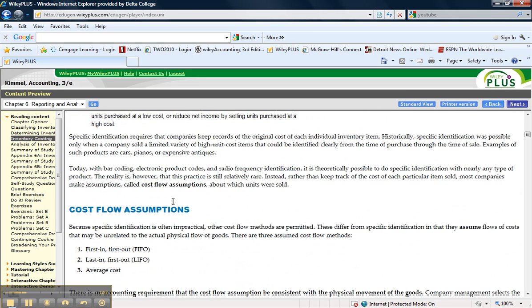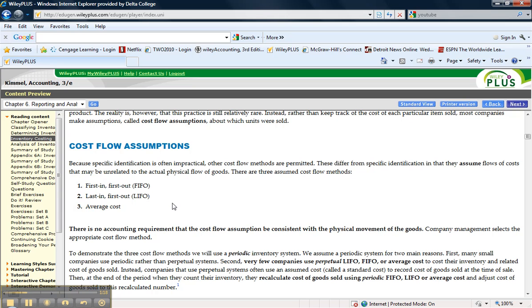So what we have instead is 3 cost flow assumptions: FIFO, LIFO, and average cost, that we will use to put a cost to our inventory units. I'm gonna have 3 separate videos for each one of these in a second here, but it's important to realize that these costing assumptions don't have to follow the physical flow of goods through the company's business.